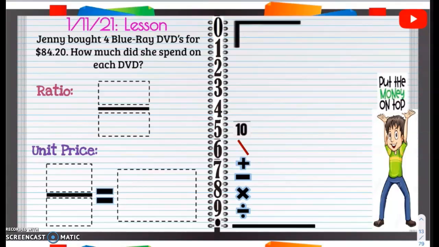January 11th, 2021 lesson. So this is like what we've been doing last week. Jenny bought 4 Blu-ray DVDs for $84.20. How much did she spend on each DVD?